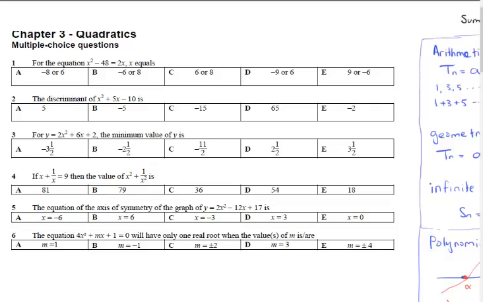You can type your answer on the chat. Do you guys all have it with you? Okay, good.